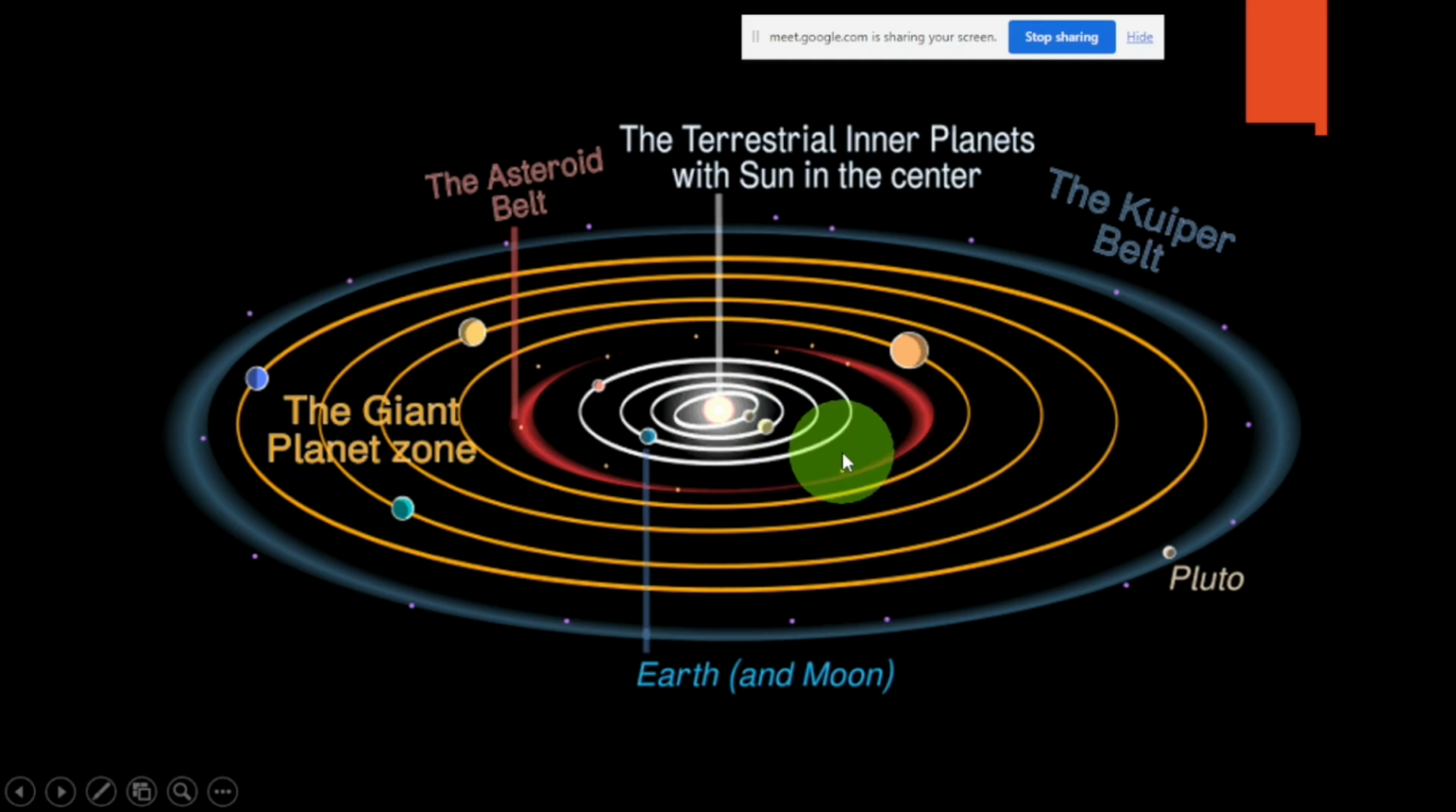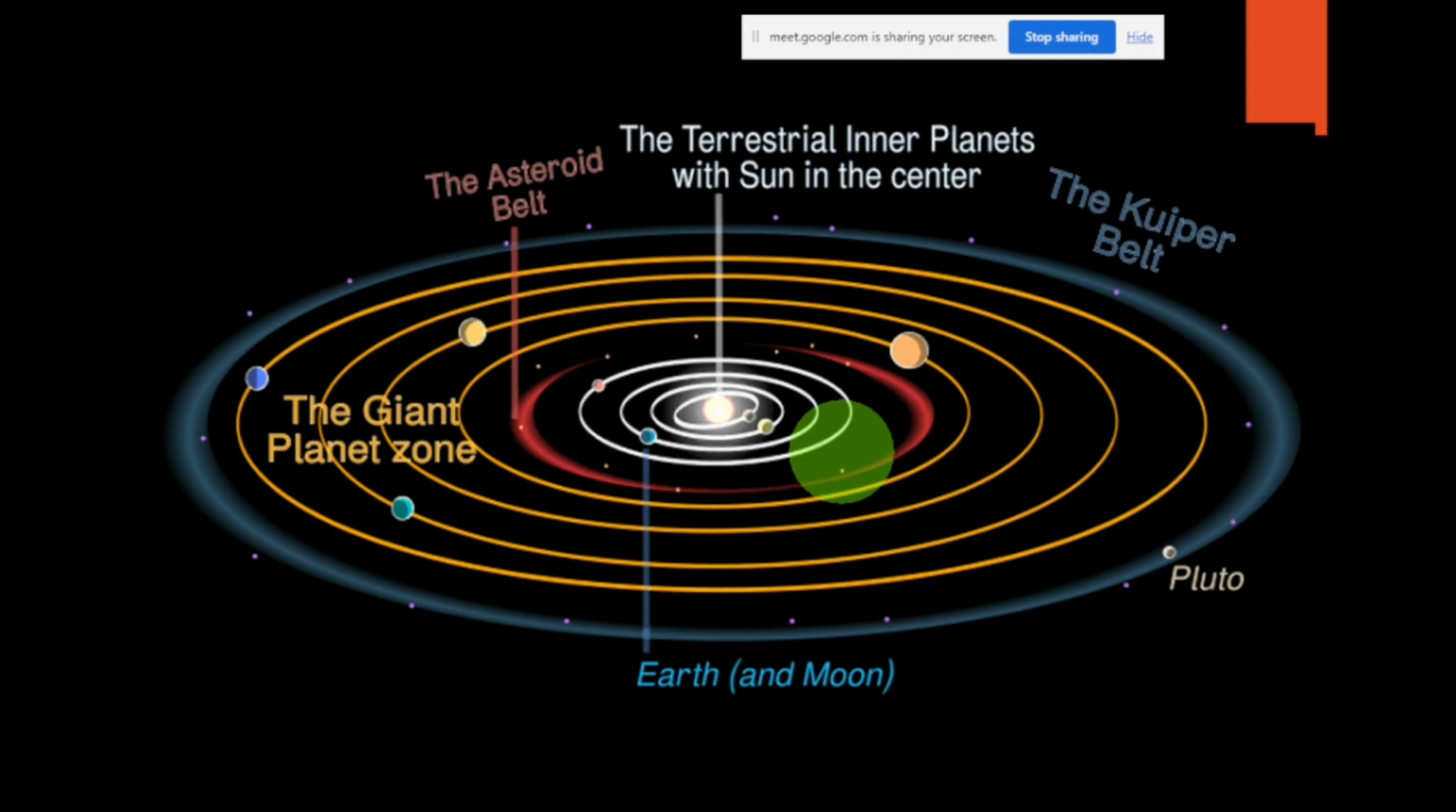Now, in theory, there are about 1 billion of these asteroids. They are like rocks, but very, very big. There are 1 billion of them, but so far we have discovered just a few million of them. But they are very dangerous.